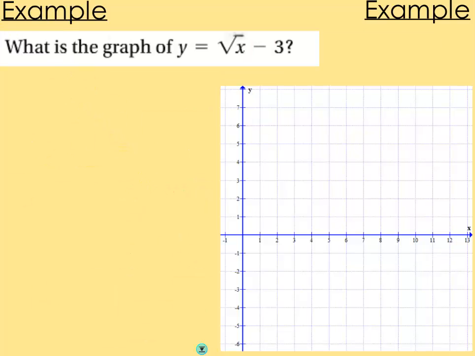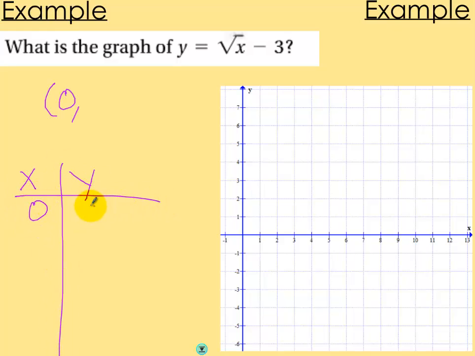What's the graph of this? Pause the video. All right. So again, my starting point, since that's square root of x, the starting point is going to be at 0 for x. And if you plug in 0, let's do my table. Table's a lot easier to do this. 0 for x. Your y value is going to be square root of 0 minus 3. So 0 minus 3, which will be negative 3. So (0, -3) is my first point. And then I got to do a few more. I'm going to do my perfect squares. So 1, 4, and 9 in this case.